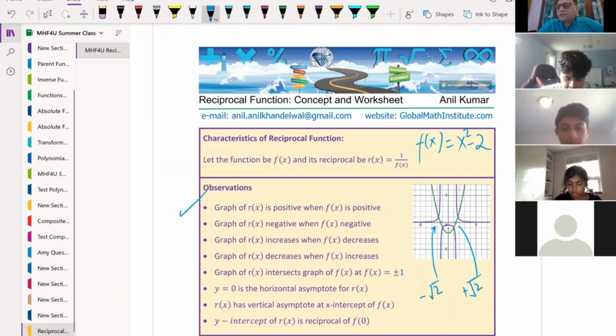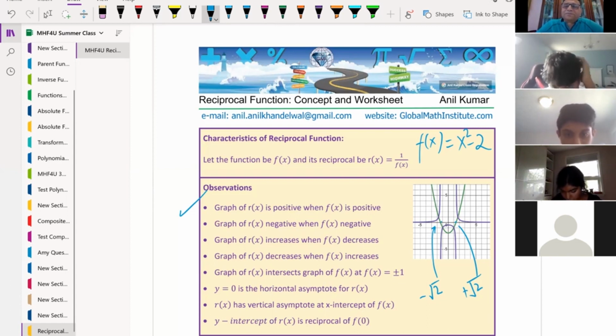Okay. Reciprocal is R of x. F of x is the function. If the function is positive, then the reciprocal is also positive. If the function is negative, then the reciprocal is also negative. Correct? Read further, please. Graph of R of x increases when f of x decreases. Graph of R of x decreases when f of x increases. Right. I have a question on that.